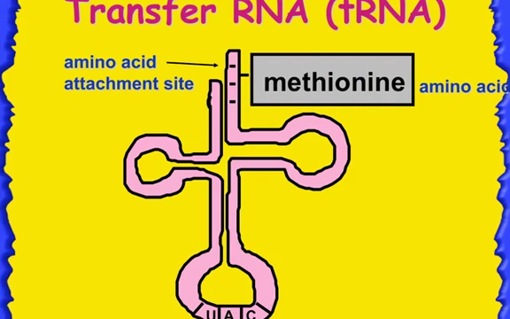So methionine is going to be the amino acid that's going to be attached to our transfer RNA. The anticodon, remember, is the opposite of the codon. So if you look down here, we know methionine is AUG.